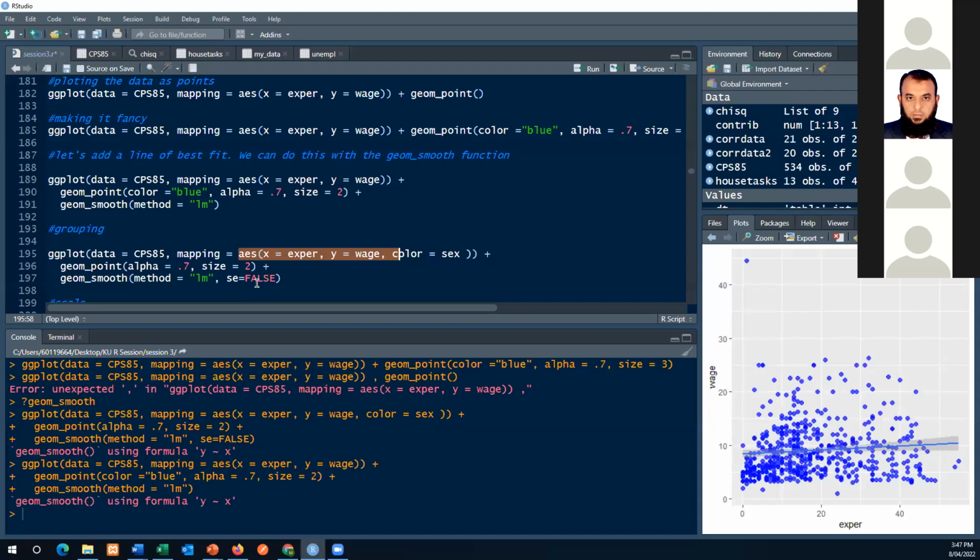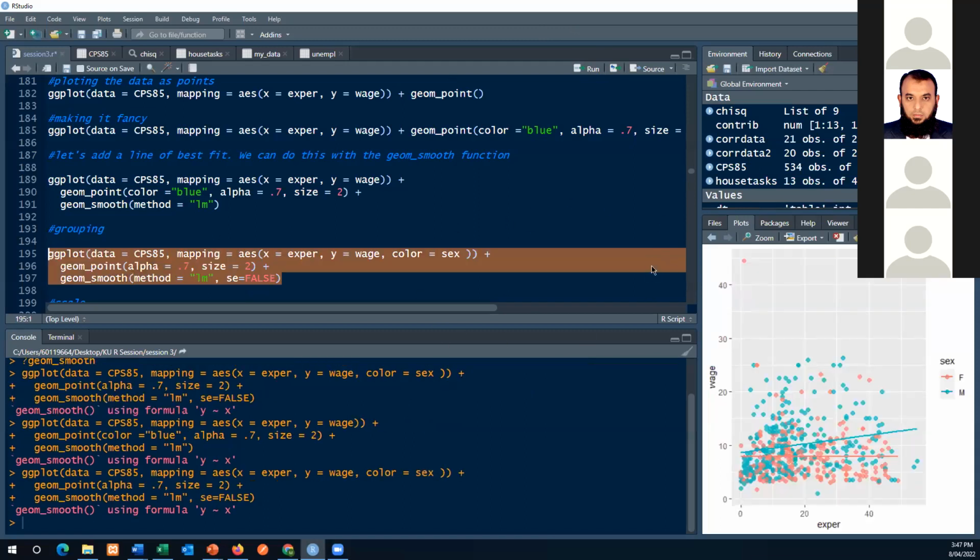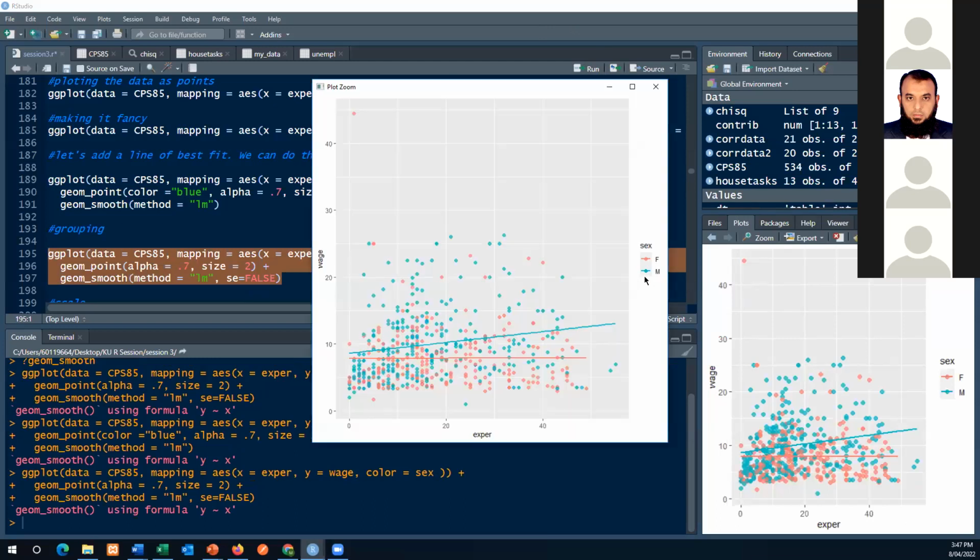Now we are putting the same geom point and the same smooth function. And if we plot it, then you will get it like this. So in this case, we have only male and female. You can see females are pointed by red color, and male is pointed by a bluish, cyan color. And for each group, we are putting the logistic model to see the fitting line that should go between these dots, and this is the trending line.